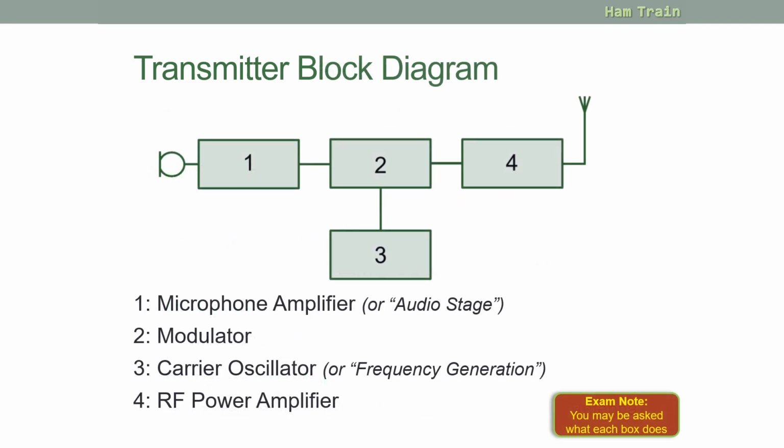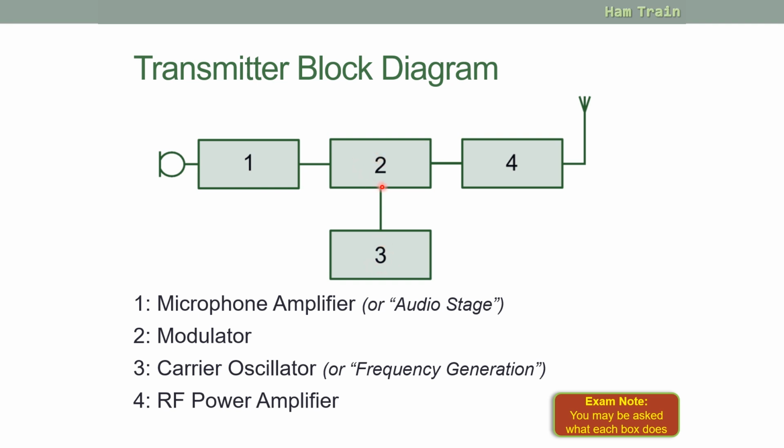So we can look at this in a box diagram. Here's our microphone. The microphone amplifier, or the audio stage, will take the weak signal from the microphone and amplify it to something that we can use. That signal goes to the modulator. There it's mixed with the radio frequency, which is generated by the oscillator, also known as the frequency generator.